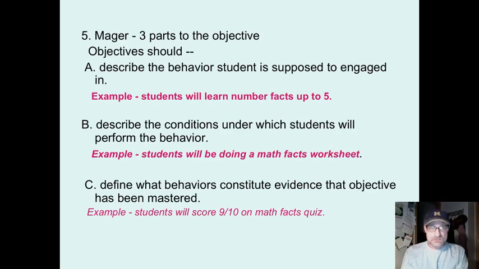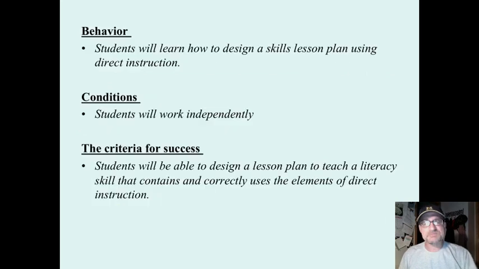According to him and his goofy ideas, behavioral objectives should describe the behavior the student is supposed to be engaged in. Students will learn number facts up to 5. Describe the conditions under which the student will perform the behavior. Students will be doing math fact sheets. And define what constitutes evidence that the objective has been mastered. Students will score 9 out of 10. Again, cumbersome. Not pragmatic at all.